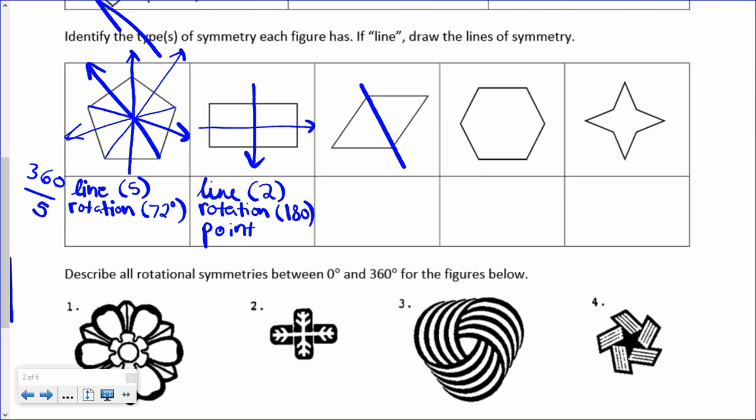So if you fold it across that line, you would end up, yeah, and the other one going straight. It looks like a kite. It is a kite. And a parallelogram is a kite. Alright, so how many lines of symmetry do I have? I have 2.